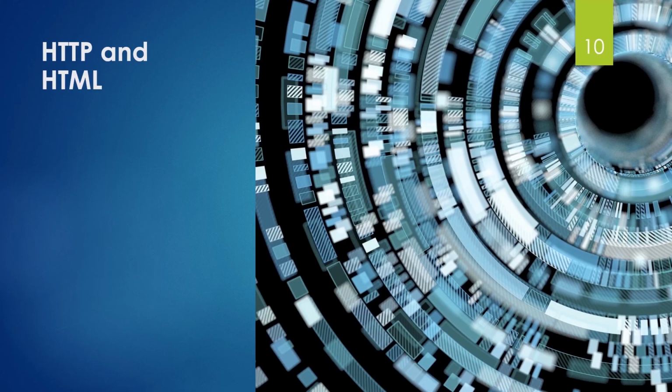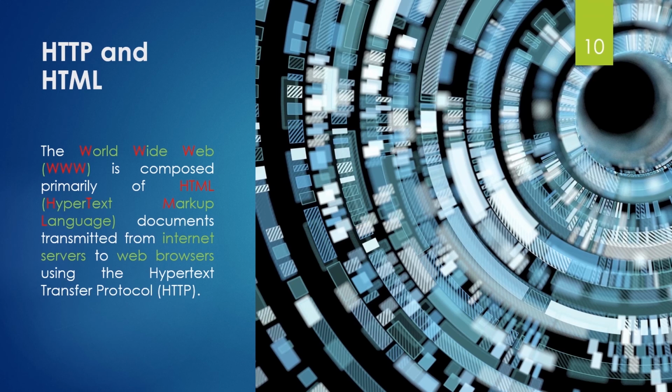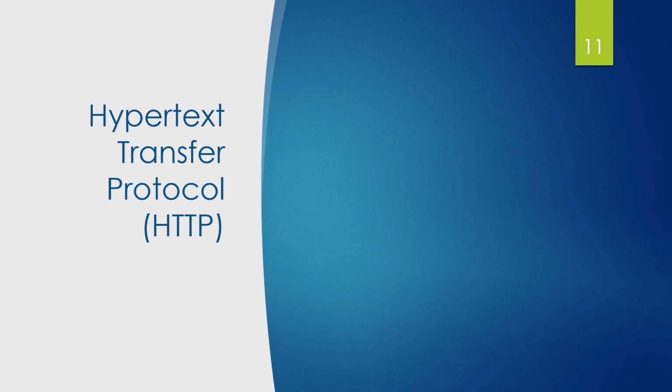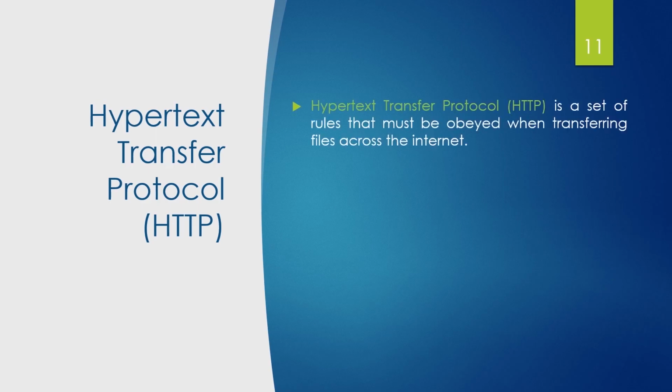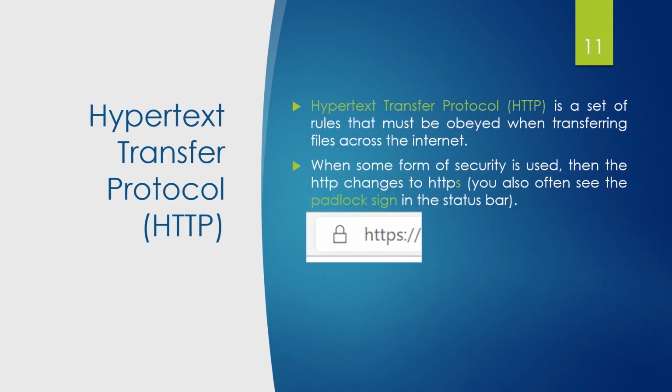HTTP and HTML. The World Wide Web, WWW, is composed primarily of HTML, which is Hypertext Markup Language, documents transmitted from the internet servers to the web browsers using the Hypertext Transfer Protocol, HTTP. Hypertext Transfer Protocol, HTTP, is a set of rules that must be obeyed when transferring files across the internet. When some form of security is used, then the HTTP changes to HTTPS.